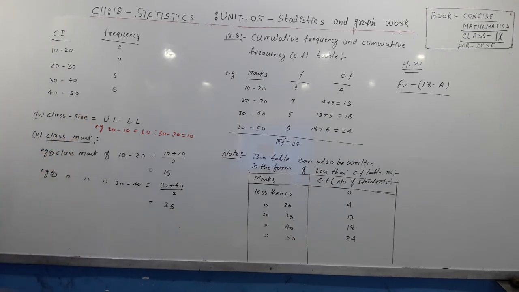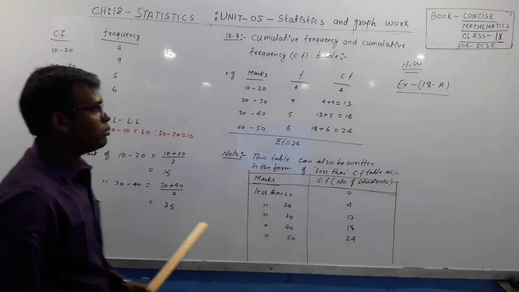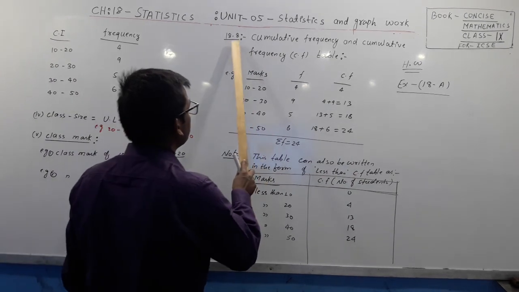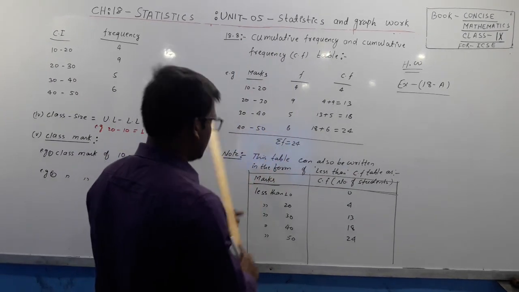Now how to find the class mark? Class mark of 10 to 20 is equal to the lower limit plus the upper limit divided by 2. That will be 15. Similarly, the class mark for 30 to 40 is equal to 30 plus 40 divided by 2, which is equal to 35. And now one more topic is there, that is 18.8, cumulative frequency and cumulative frequency table.